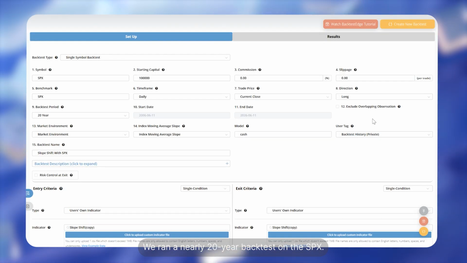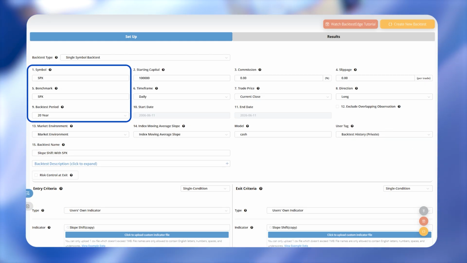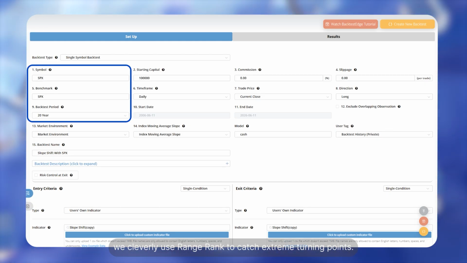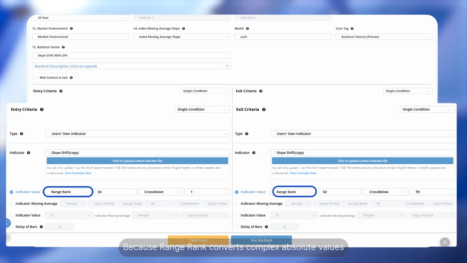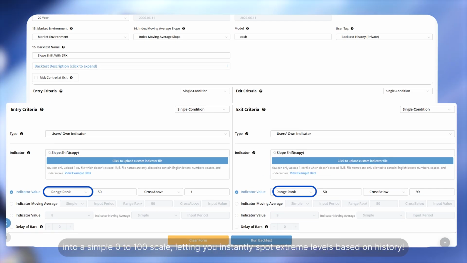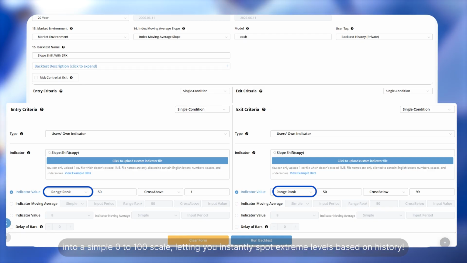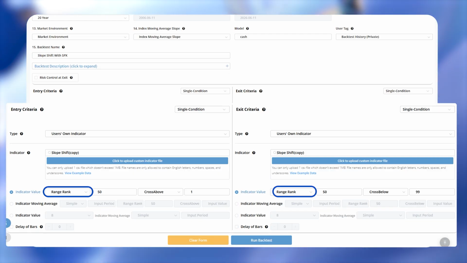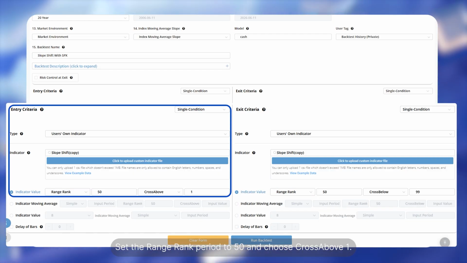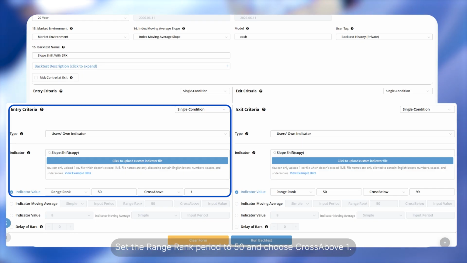We ran a nearly 20-year backtest on the SPX. In this strategy, we cleverly use RangeRank to catch extreme turning points. Because RangeRank converts complex absolute values into a simple 0 to 100 scale, letting you instantly spot extreme levels based on history. Entry condition: set the RangeRank period to 50 and choose cross above 1.